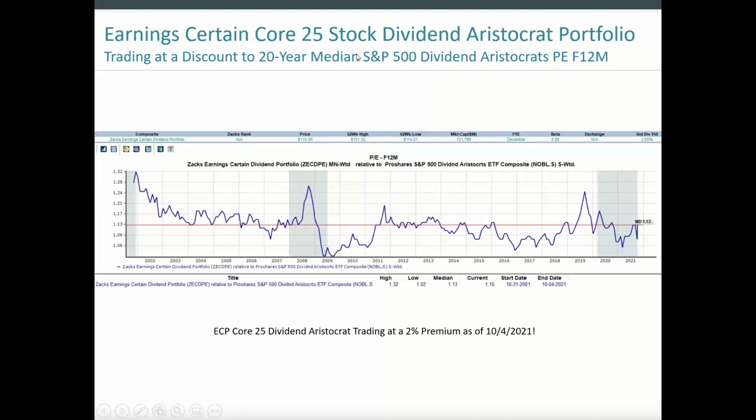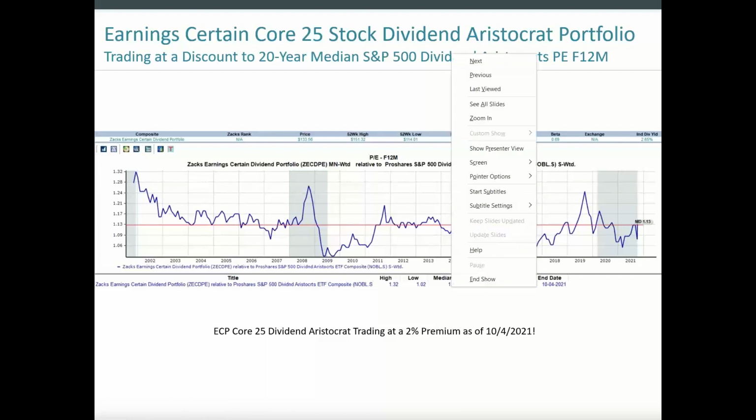The 25 stock core dividend aristocrat portfolio, that's trading at about a 2% premium right now, and it's a superior strategy relative to the Noble ETF that a lot of advisors like to use. And we can work one-on-one to embellish, if you will, or enhance the yield on this. There's a lot of different ways that you can tweak the dividend portfolio and the earnings certain family, but it's trading at about a 2% premium, so it's roughly at parity.